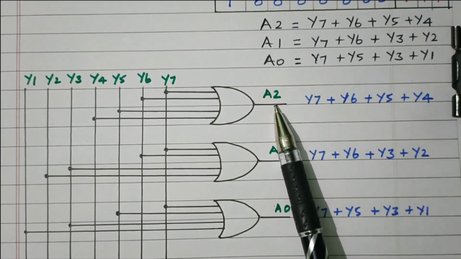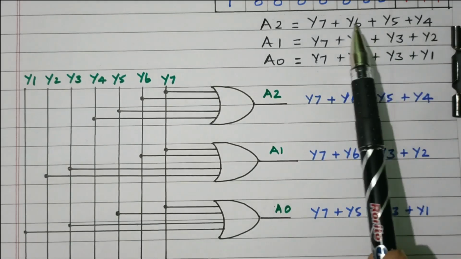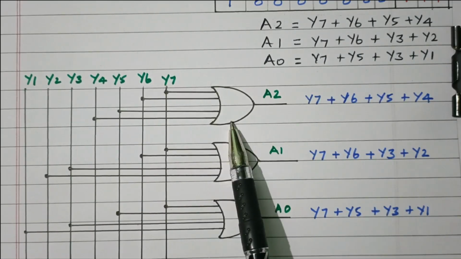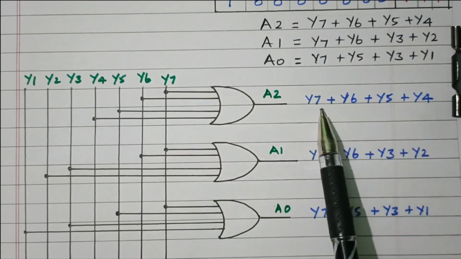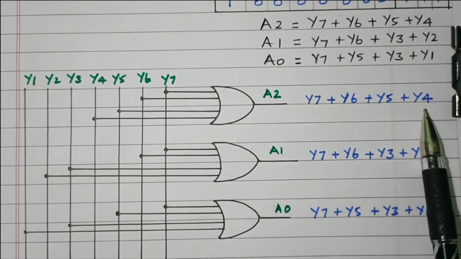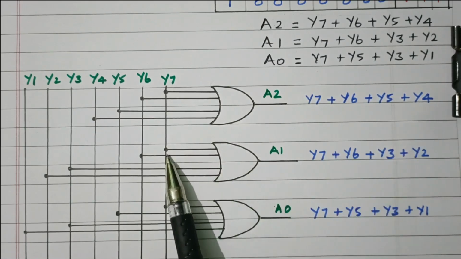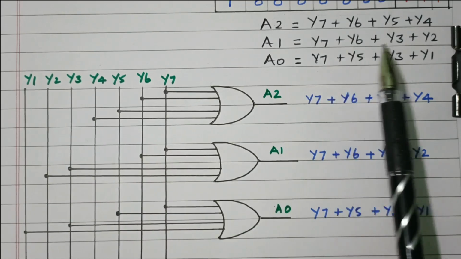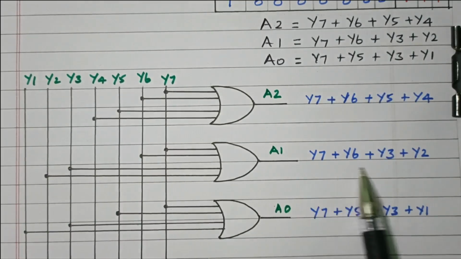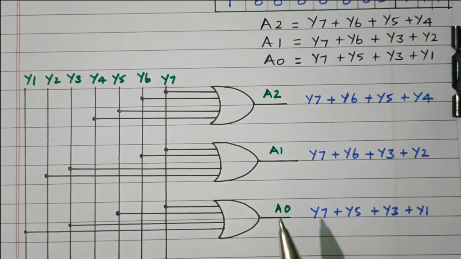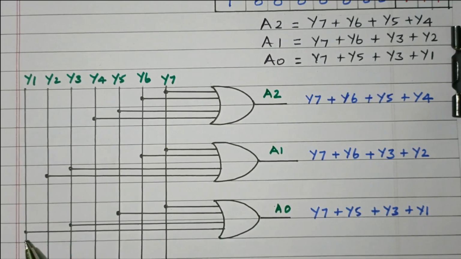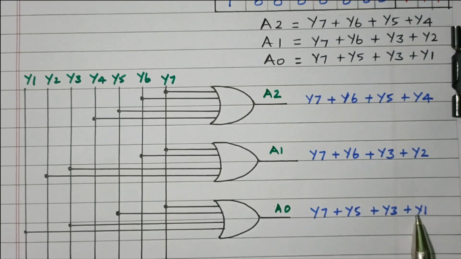First we will see A2. A2 means y4, y5, y6 and y7. Right. y4, y5, y6 and y7 are connected together, so that we got this logical output. All are added together because of the OR gate. For A1, Y7, Y6, then Y3, Y2 are connected, right? So that we got this logical output for A1. For A0, alternately, Y7, Y5, Y3 and Y1. These four inputs are connected together, so we are getting the corresponding output, right?